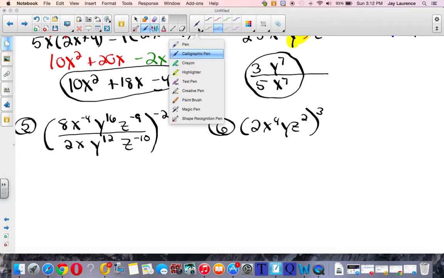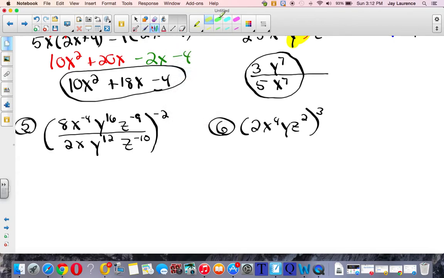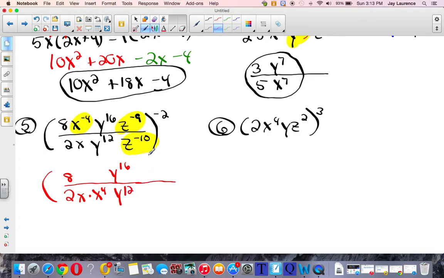Let me see here. I'm going to ignore this -2 out front on the exponent first, and I'm going to worry about this x to the -4th. Worry about this z to the -9th and z to the -10th. So I'm going to rewrite everything. I'm going to get 8 over 2, and there's an x, and then there's an x to the 4th. There's still a y to the 16th and a y to the 12th. Notice I kept them over each other, so I didn't make a silly mistake. And then the z's are going to switch places, and the signs on their exponents will change.